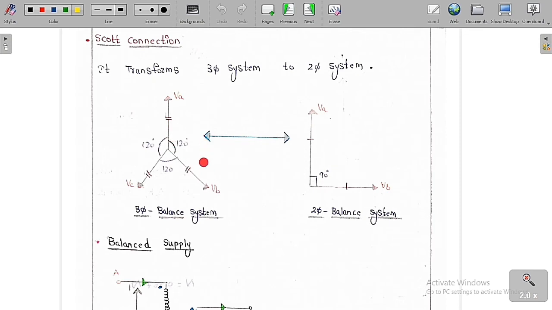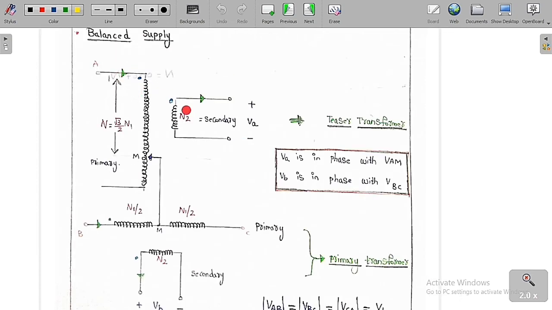So a three-phase balanced supply means voltages of equal magnitude with a phase difference of 120 degrees between them, and the two-phase balanced supply system means voltages of equal length with a phase difference of 90 degrees. Now, to make this happen, we are going to choose two transformers: the main transformer and the teaser (TZ) transformer.